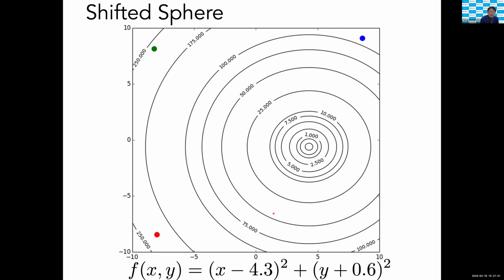First, as a very simple example, we apply the sphere function shifted in two dimensions as follows. This figure shows the trajectories of the search point. The green, blue, and red dots correspond to the particles. Also, the star marker indicates the current global best position, G-best. In this case, the blue particle finds the global best position, G-best.